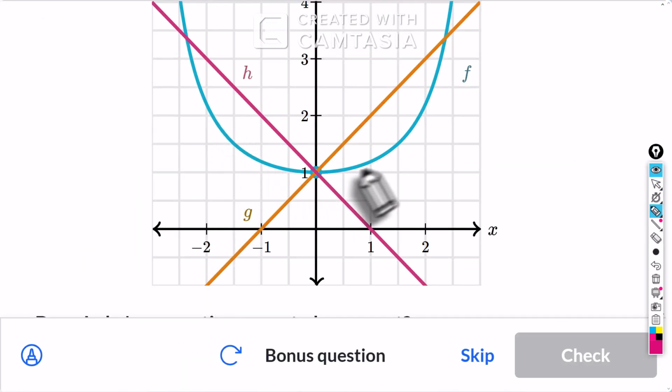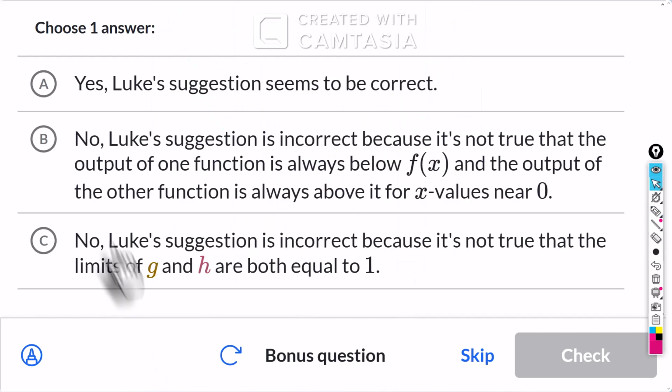All right, here we have the original in blue. The maroon part here is above for part of it, but then it is below for the other part. Same with the one in orange right here. The orange is above, but then over here, the orange is below. That's no good. Answer B. It is not true that the output of one function is always below and the output of the other function is always above.